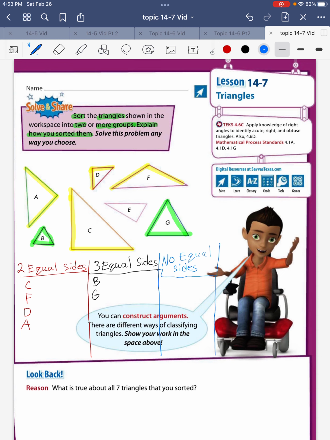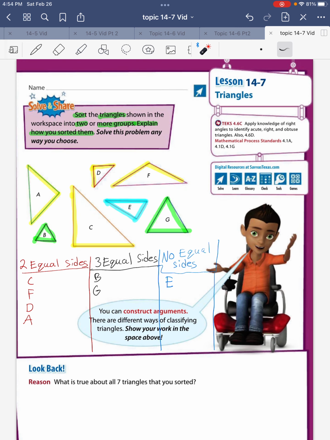So let's see. My only one that is left is E. This one does not have equal sides. This side is a little bit longer than this side, and this side is shorter than both of them. So E has no equal sides. I'm going to put E here. So I sorted these triangles by sides. These have 2 equal sides. These have 3 equal sides, and this one has no equal sides.